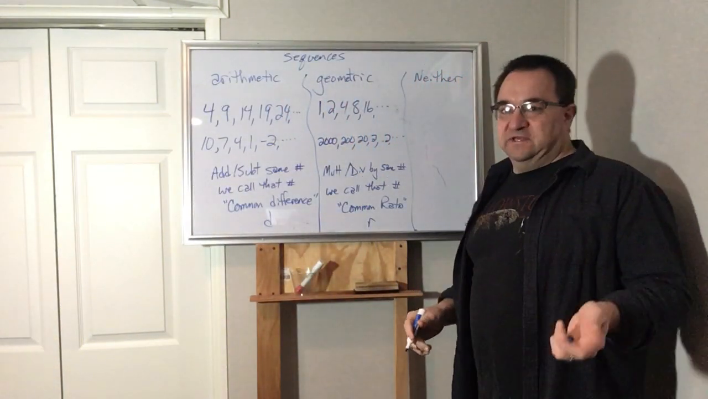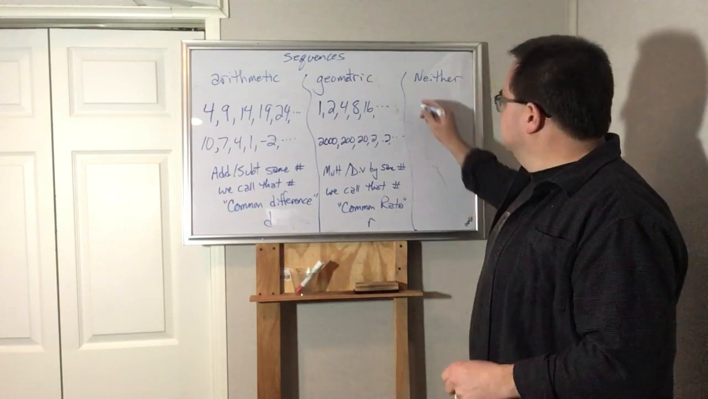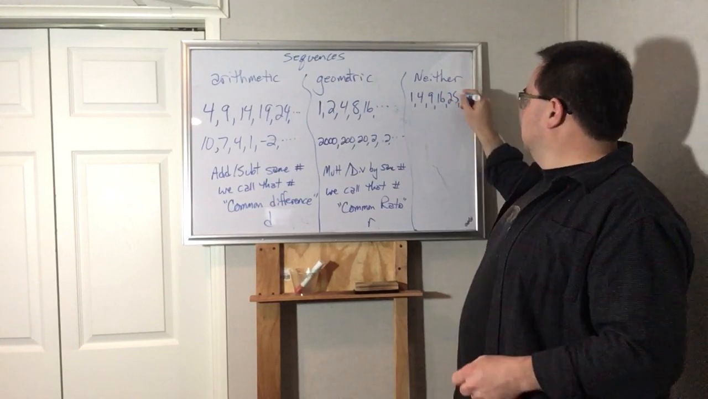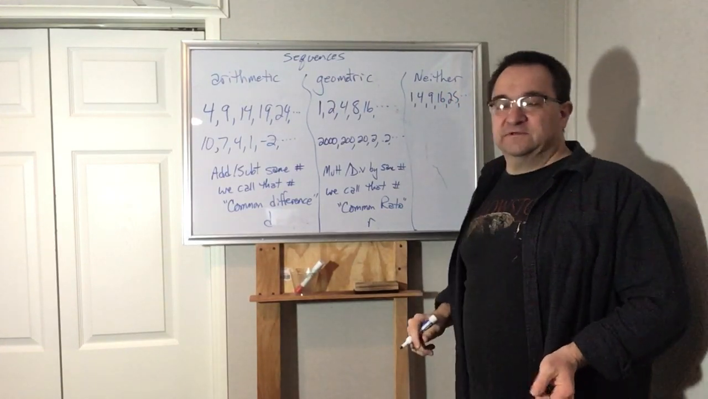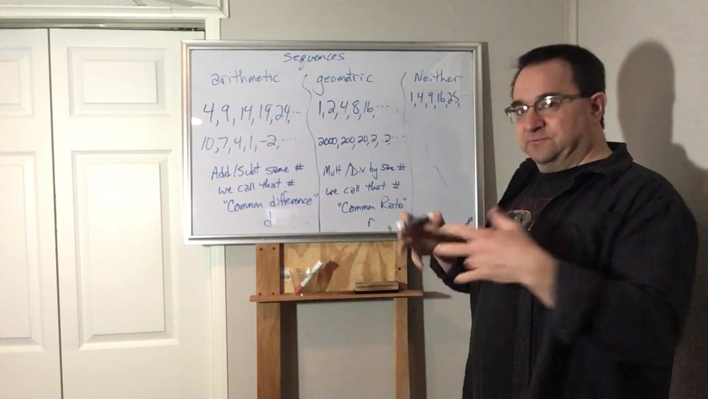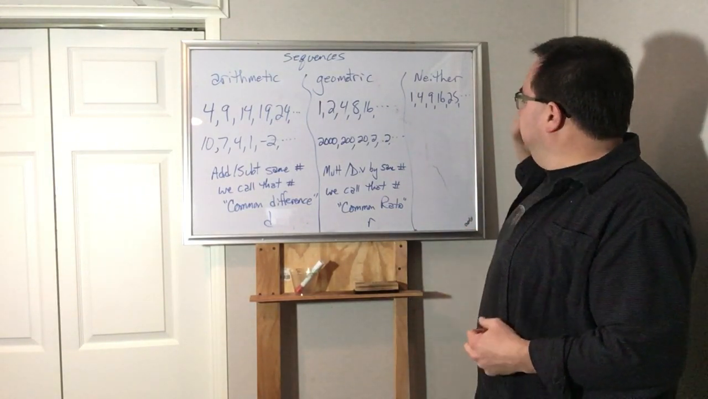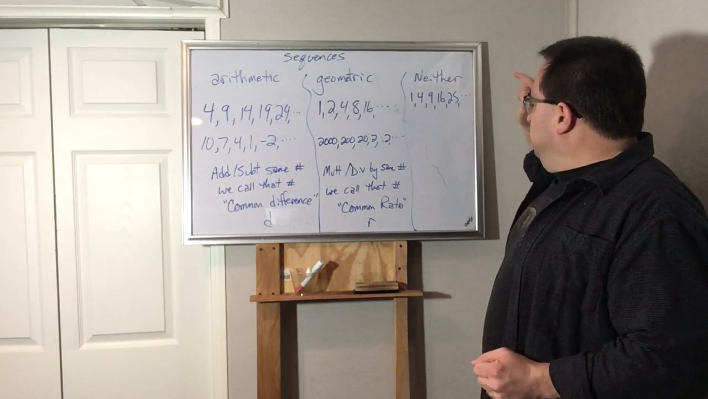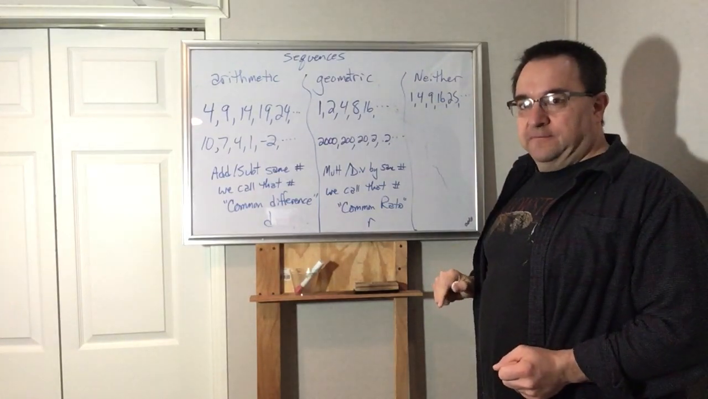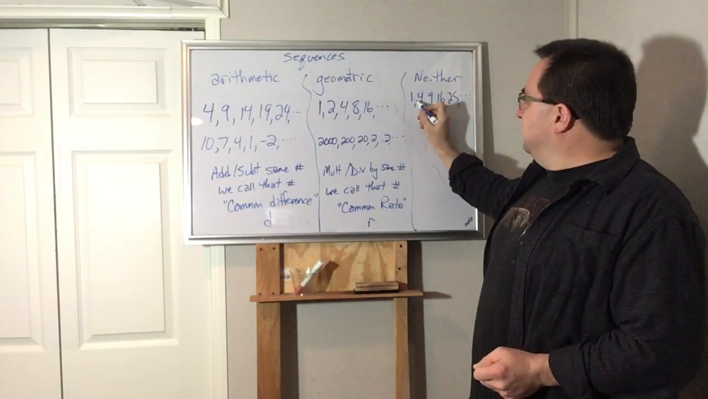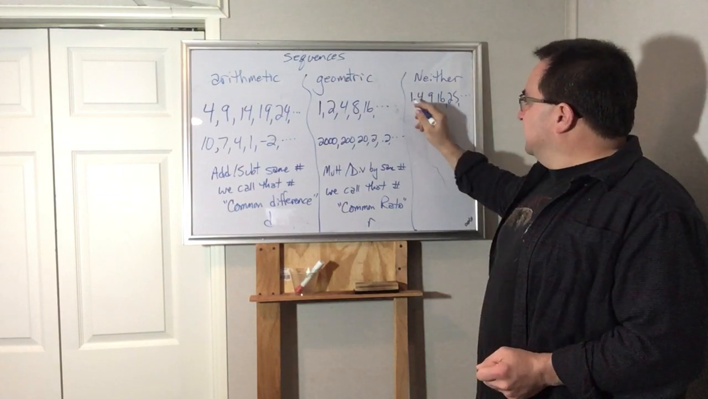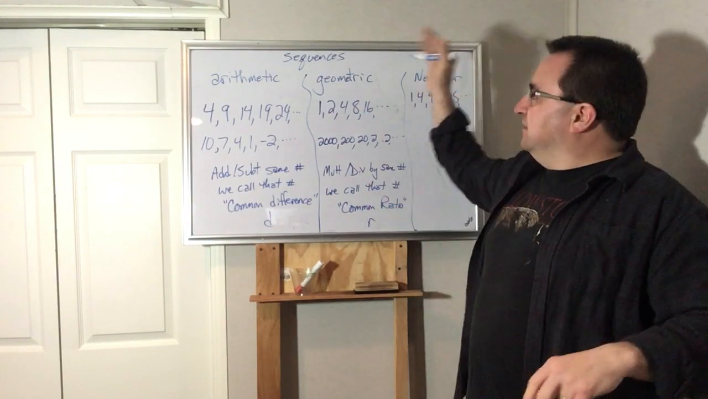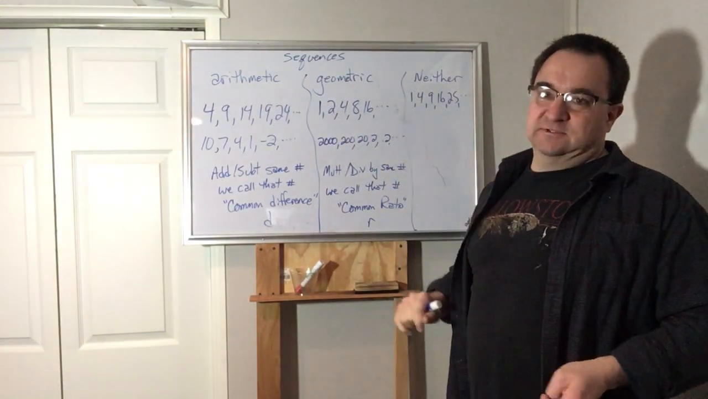Now, it is possible to have a sequence that doesn't do either. A very common one is this one. 1, 4, 9, 16, 25, 36, 49. These are the perfect squares. It's a sequence. It follows a predictable pattern, predictable meaning we can find the next term. However, I'm not adding the same thing every time. I'm not subtracting, multiplying, or dividing. So this is just a sequence. It's not either of these two special types.